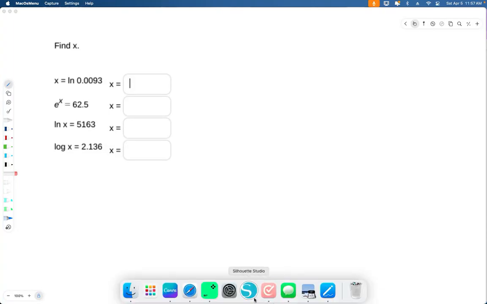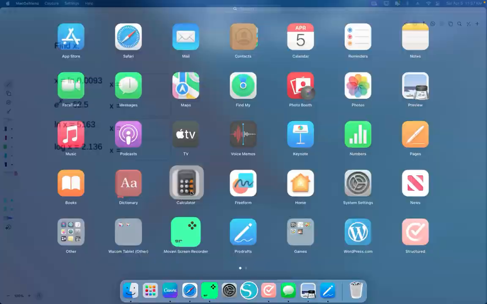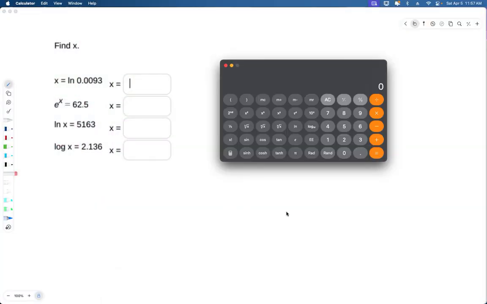All right, so something that I have learned is that my ProDrafts calculator does not do what it is meant to do. So I really need to use the Apple calculator for most of these. So the first one is relatively straightforward, 0.0093 ln. So we round it to 2 decimal places to the hundredths.